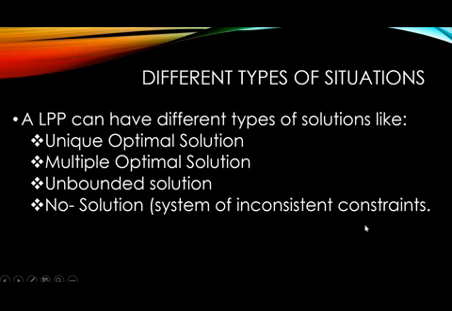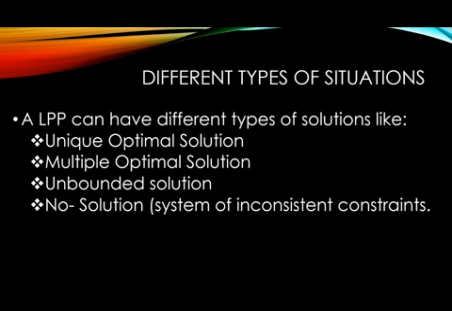So for LPP, when I consider the graphical solution, I can get different types of solutions. The first is the unique optimal solution. Till now, the two problems that we saw had a single point at which either the maximum or the minimum value was obtained. Therefore, I call it a unique optimal solution. Optimal solution is available only at one point.